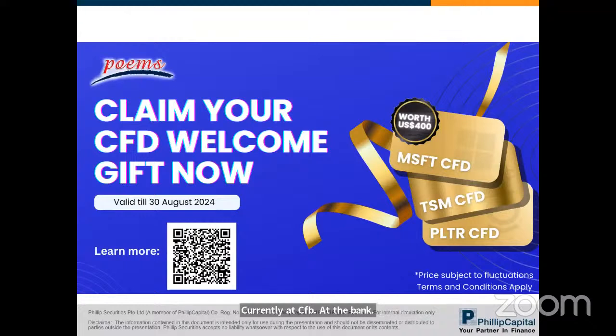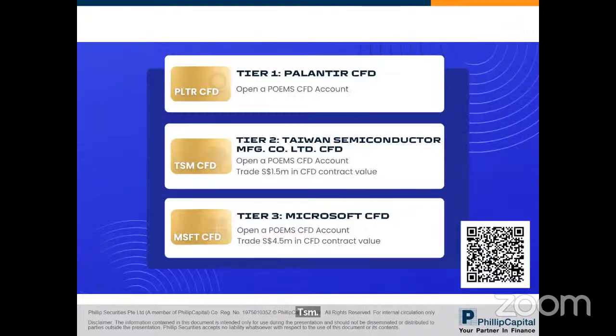So for those of you who do not know, we are having an ongoing promotion, and you can scan the QR code to find out more. We are currently giving Palantir, TSM, and Microsoft. So these are the tiering list. So how can you achieve Palantir, TSM, or rather Microsoft? If you open an account with us and opt in for CFD, you'll get a Palantir CFD. If you trade a required amount before 31st August, you can get a TSM or Microsoft.